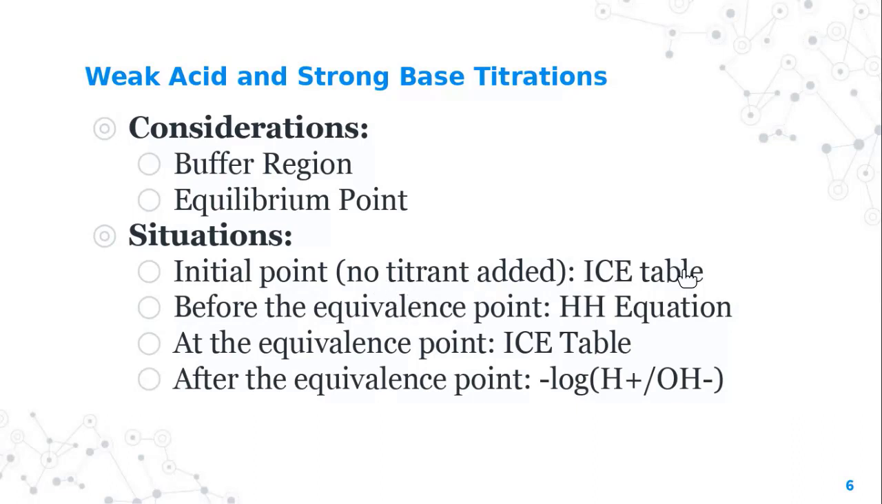Okay, so the situations. Your initial point is before any titrant is added, so you just do a regular ICE table. Before the equivalence point, you've added some titrant. Say we have a weak acid and strong base, and you've added some strong base. Now you've formed some of the conjugate base of the weak acid, so you use the Henderson-Hasselbalch equation. At the equivalence point, you do another ICE table. After the equivalence point, you're still adding strong base. Basically you just have strong base contributing to the pH, so you take the negative log of that.